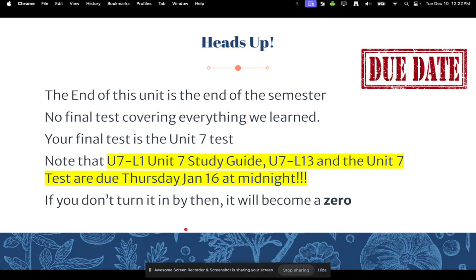So again, this is the last unit of the semester. There is no final test covering everything we learned. Sometimes teachers have a big test from unit 1 to 7 to see what you remember. We do not do that in this class, okay? Your final test is the Unit 7 test, which is just like a normal multiple choice test. There's nothing too special about it.